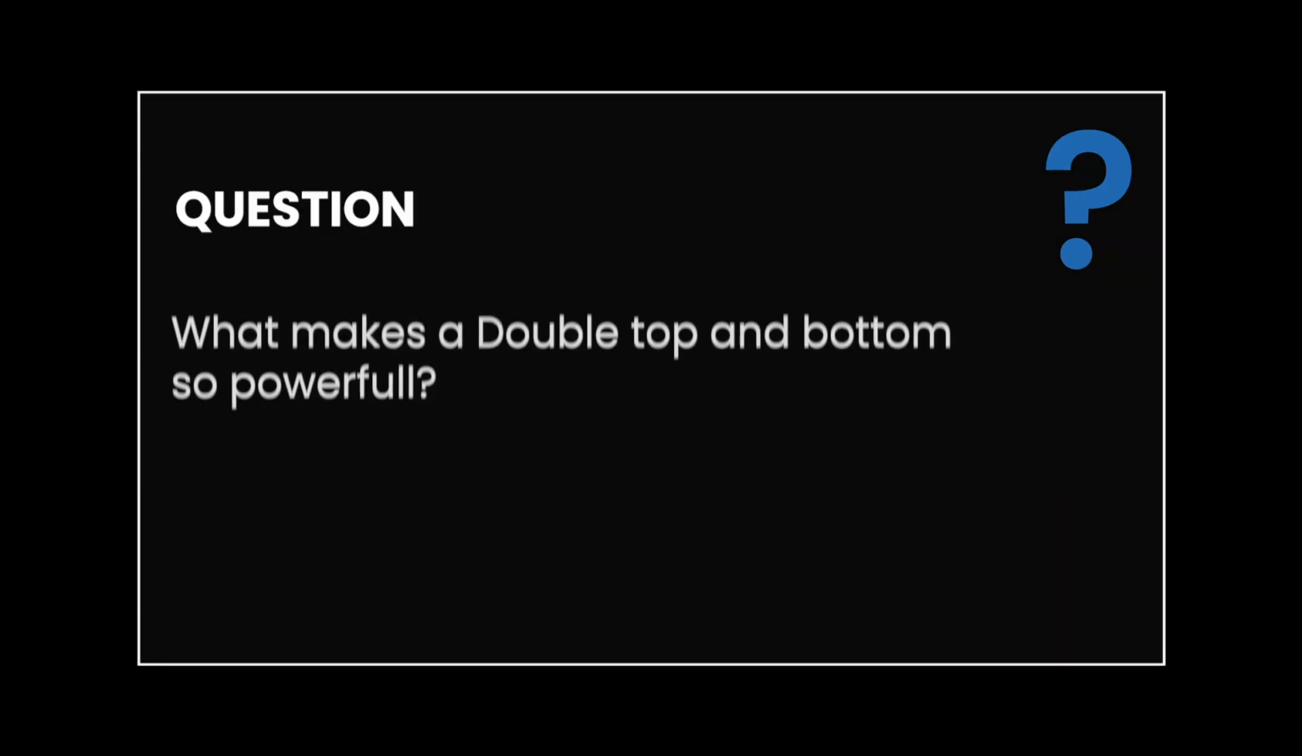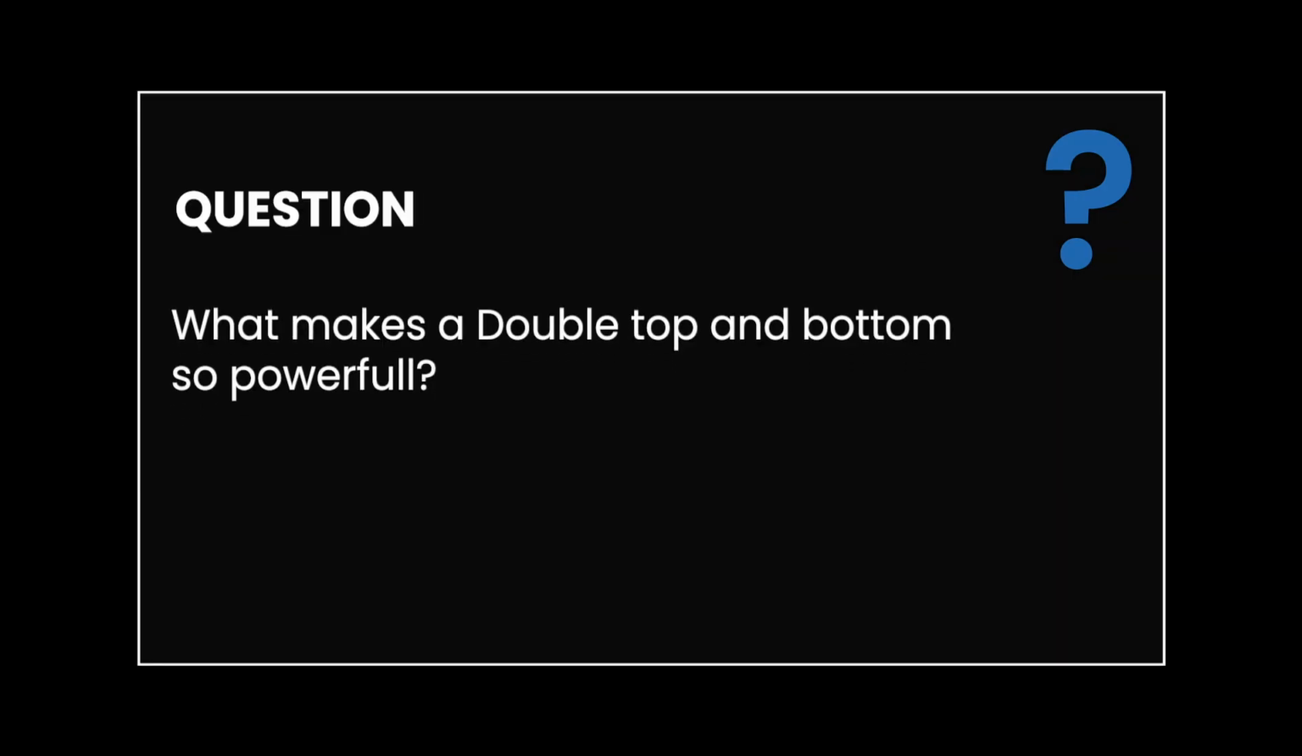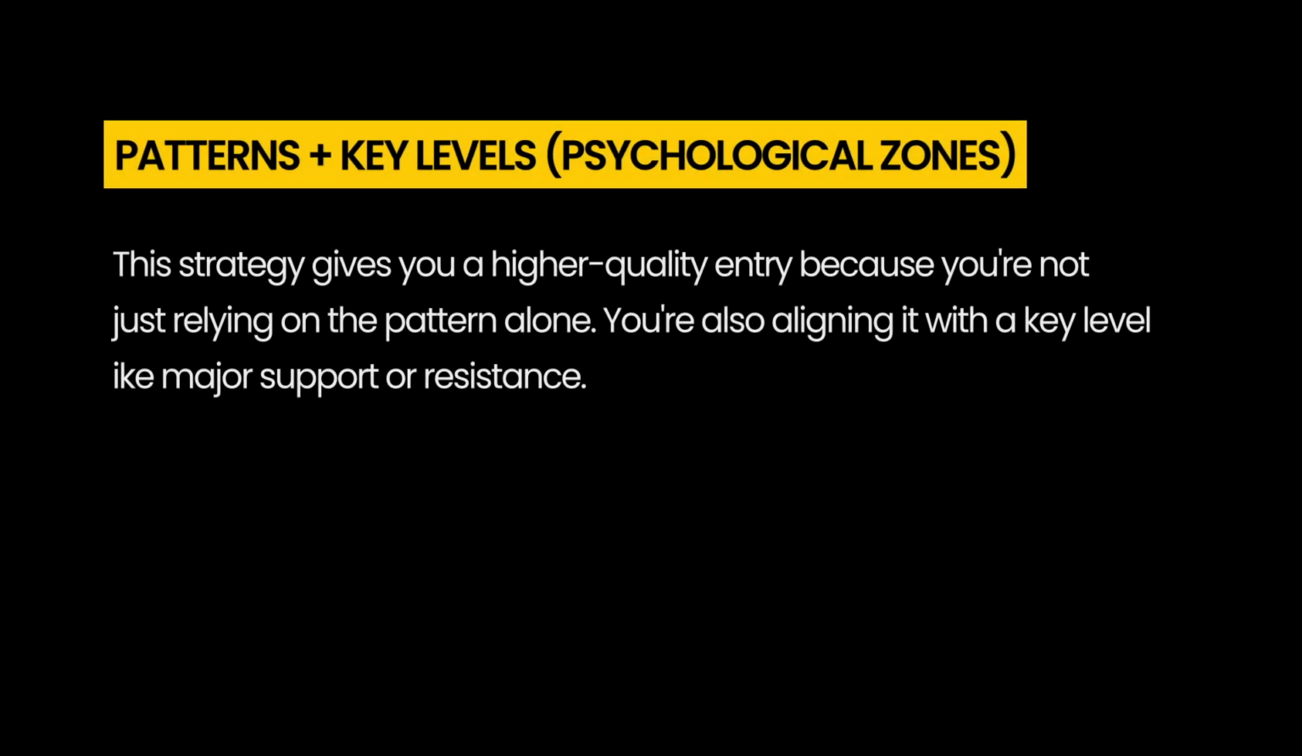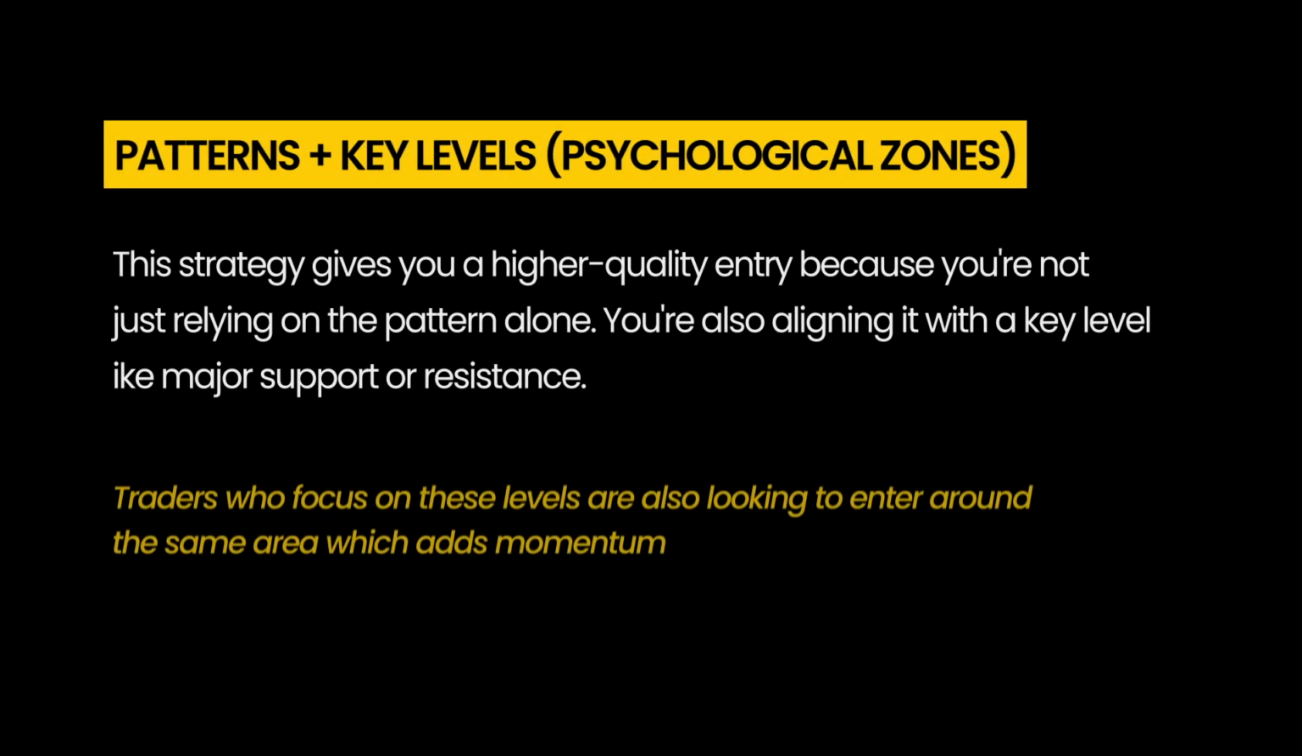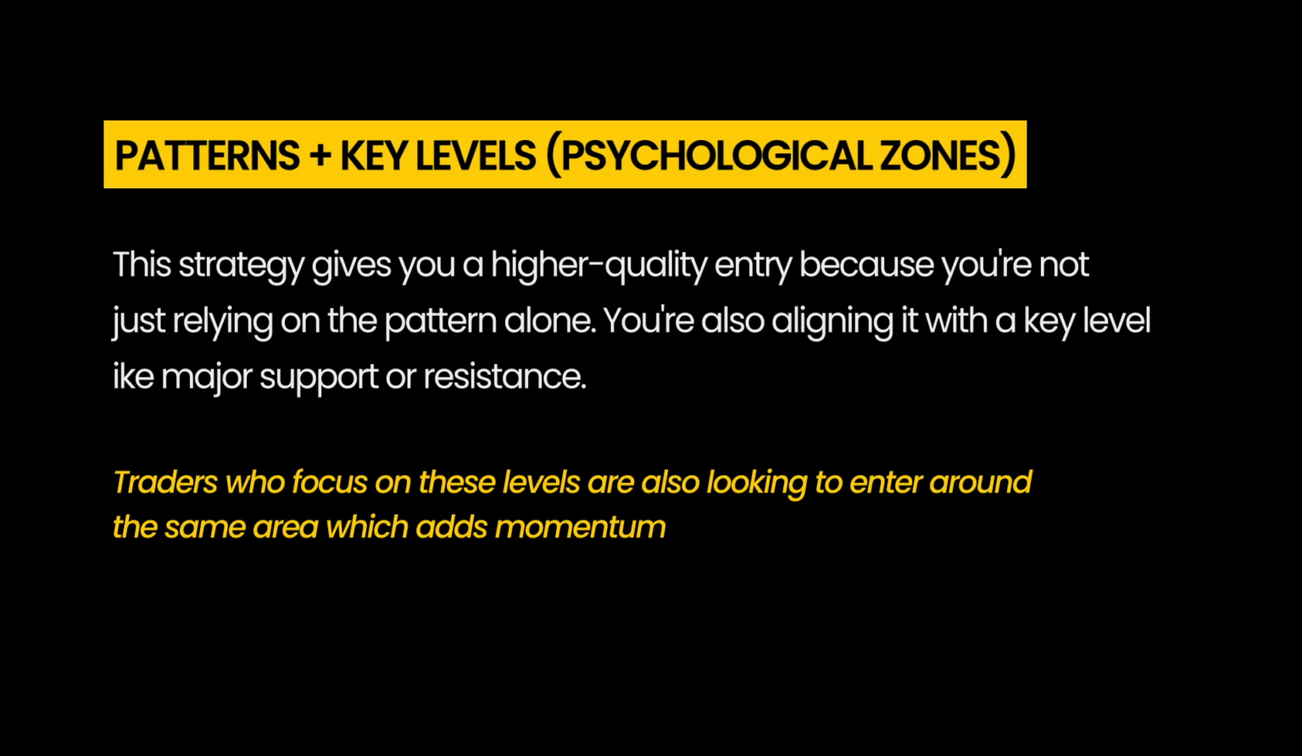So, what makes a double top or bottom at a key level so powerful? It increases trade quality because multiple traders are watching that level. Pattern traders and support resistance traders both enter, creating strong momentum.